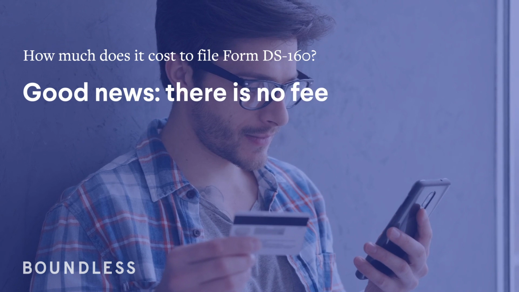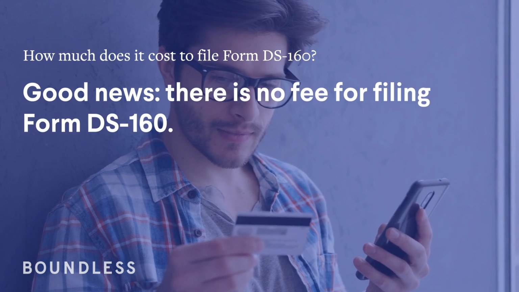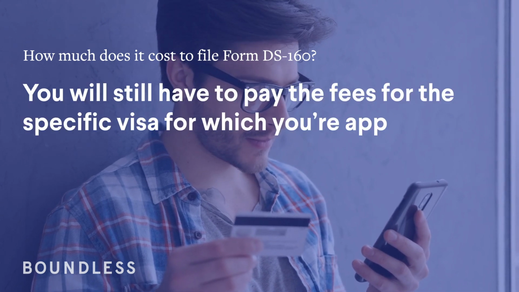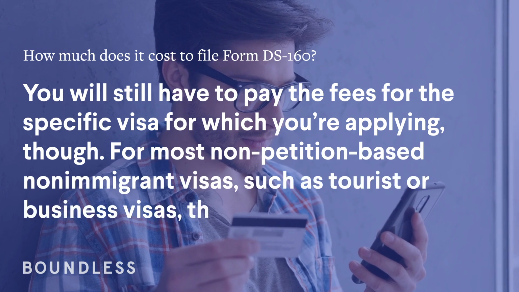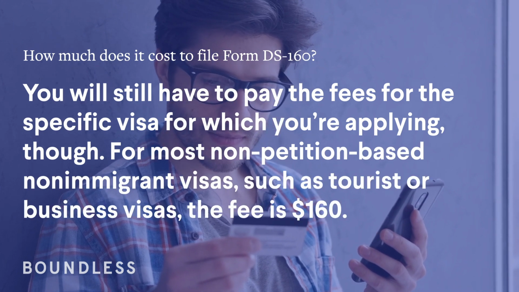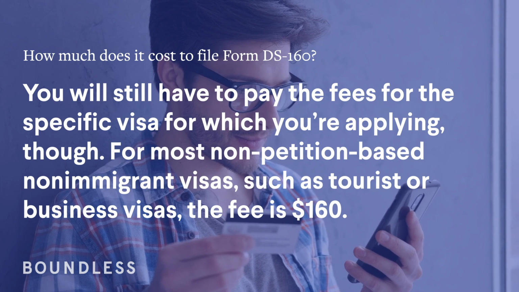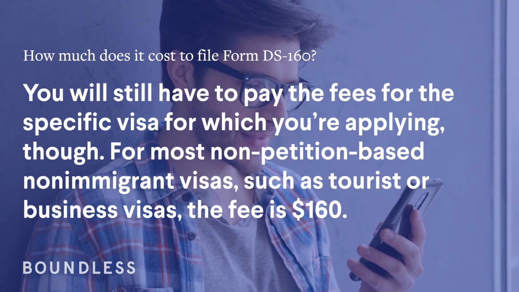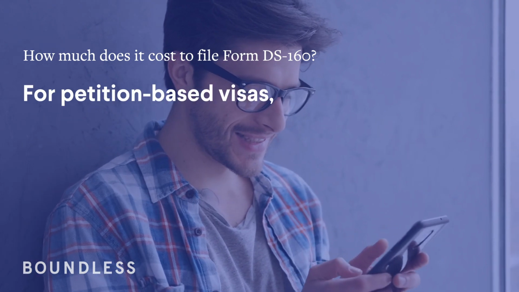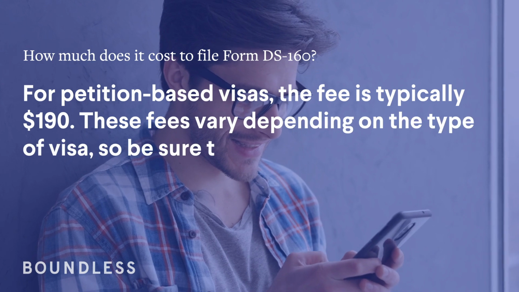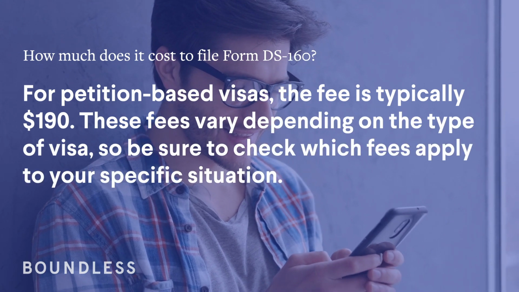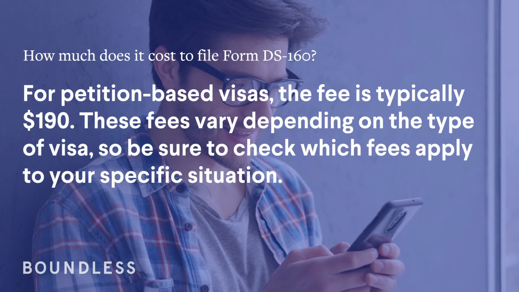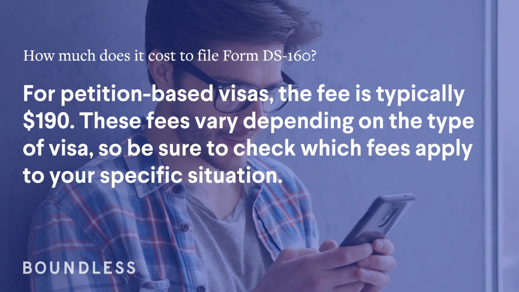How much does it cost to file Form DS-160? Good news! There's no fee for filing Form DS-160. You'll still have to pay the fees for the specific visa for which you're applying, though. For most non-petition-based non-immigrant visas, such as tourist or business visas, the fee is $160. For petition-based visas, the fee is typically $190. These fees vary depending on the type of visa, so be sure to check which fees apply to your specific situation.